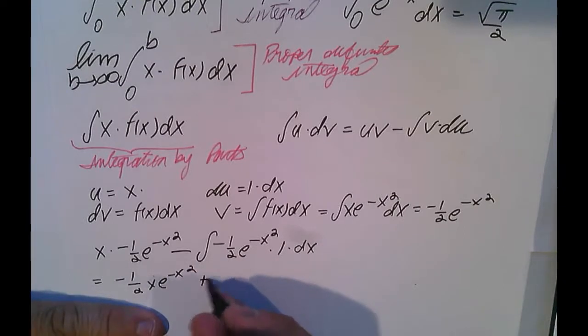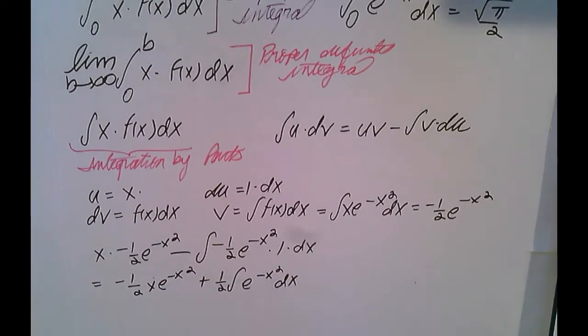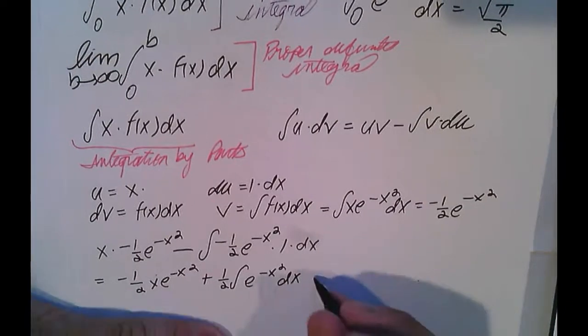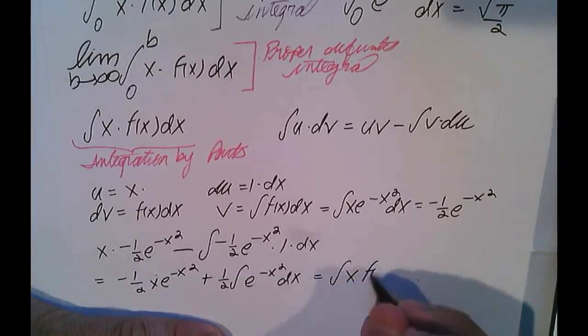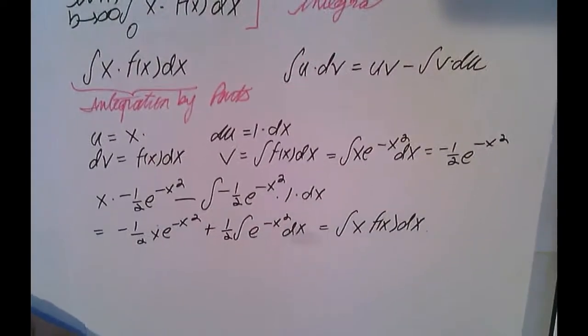I can pull it out front. This becomes positive 1/2 integral of e to the negative x squared dx. And all of this is equal to my original indefinite integral x times f of x with respect to x. Now, unfortunately I wrote it on the wrong side, but everything's fine. Everything's mathematically valid. Here's the tricky part.